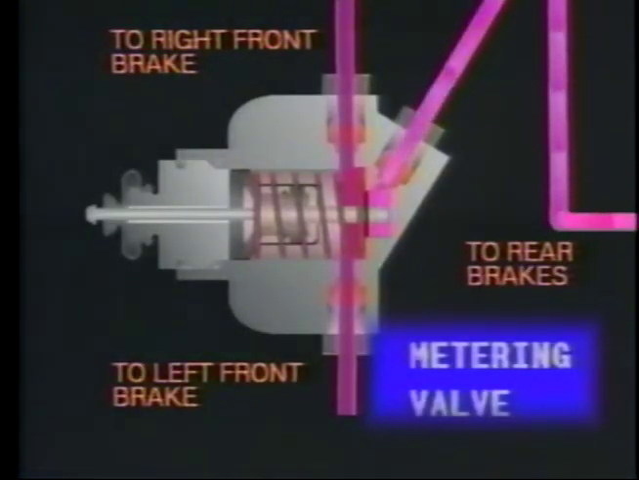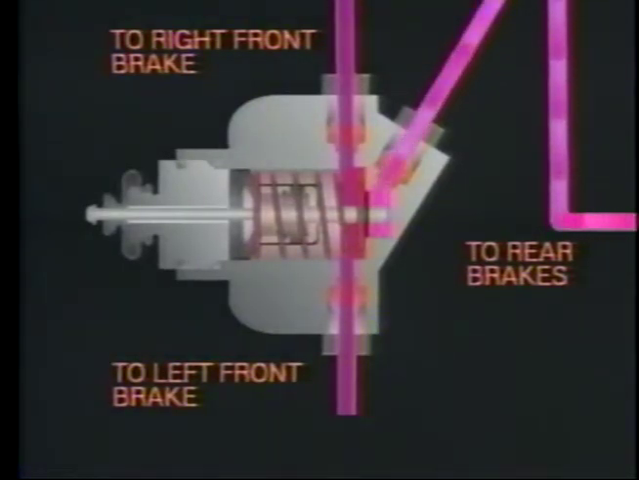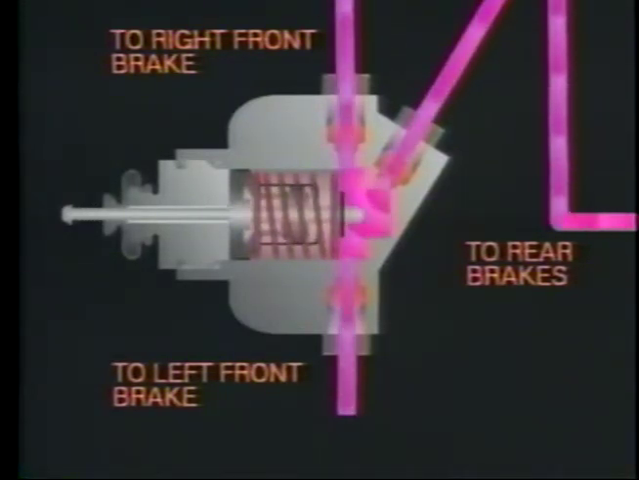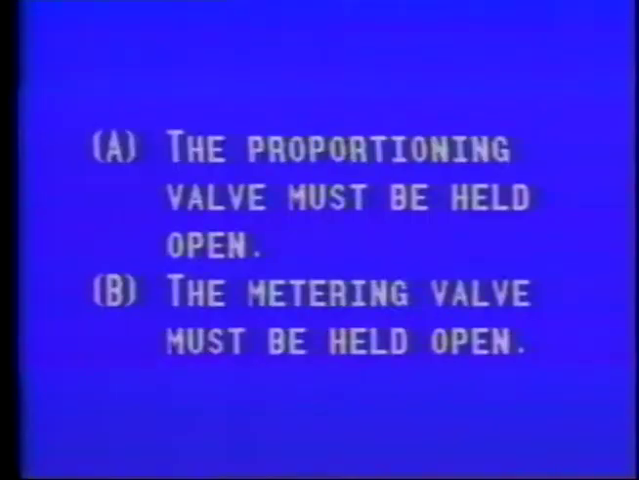The metering valve allows approximately 100 pounds of pressure to be applied to the rear wheels to overcome return spring pressure before allowing pressure to be applied to the front disc brakes. This provides even braking between the front and rear wheels. When pressure bleeding the system, approximately 20 pounds of pressure is used. Now, this is not enough pressure to overcome the metering valve. So, in order to properly bleed the system, the metering valve must be held open when pressure bleeding front disc brakes. So the correct answer is response B.